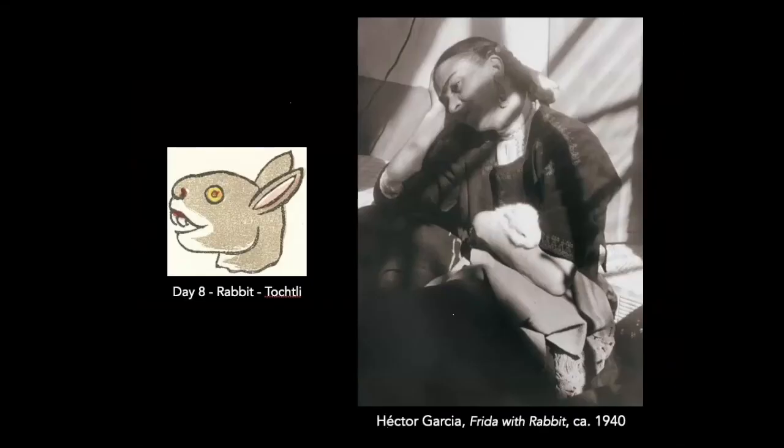Day 8, Tochtli, was the rabbit. Rabbits were also animals of the hunt, valued for their meat and for their pelts, but they're also associated with the underworld, which is their dwelling, right? They move freely between the two worlds, and in that sense, they're seen in some contexts as messengers. However, they're most commonly seen with references to the moon in ancient Mesoamerica.